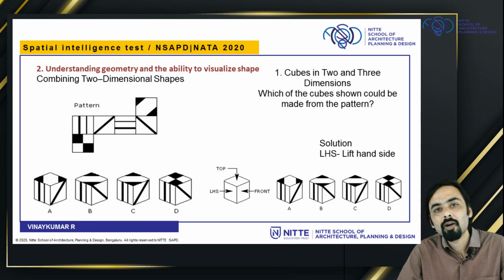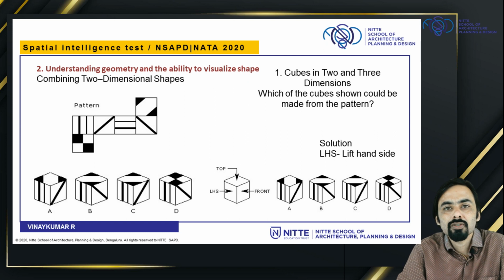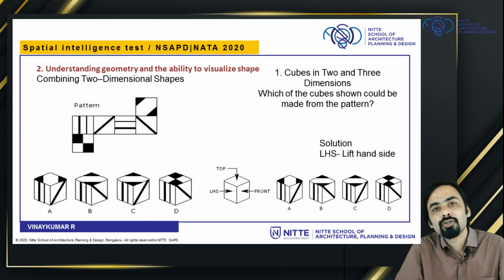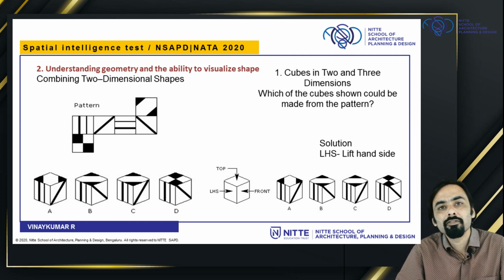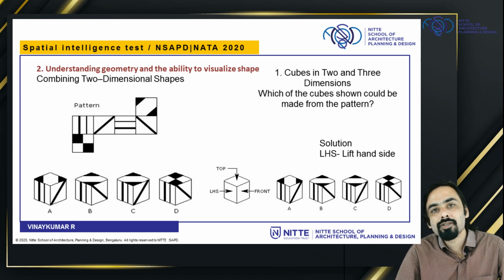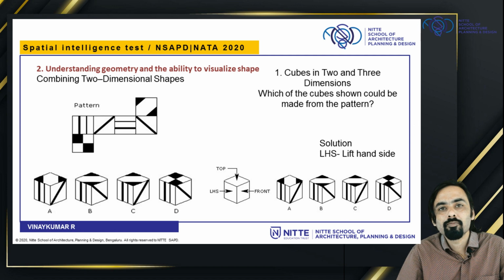The first one, combining 2-dimensional shape as pattern shown below. Question 1, which of the shown cubes could be made of the given pattern? You have to observe the pattern in relation to the answer cubes on the screen. As you go through, observe the pattern and compose it mentally to form a mental image of a cube. So observe and compose the pattern to form a cube through your imagination.